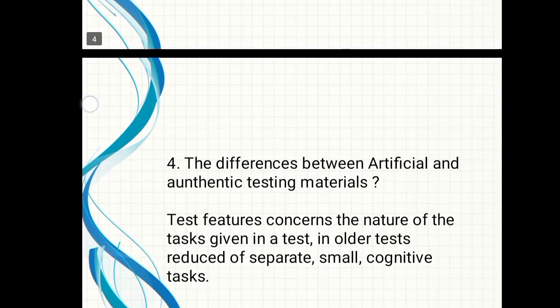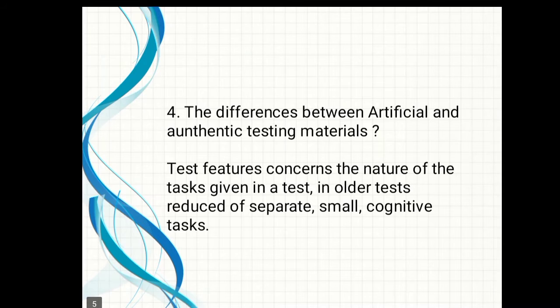And the next question is number 4. The difference between artificial and authentic testing materials. And I will answer this. These features concern the nature of the task given in a test. An artificial or authentic test feature concerns the nature of the task given in a test.